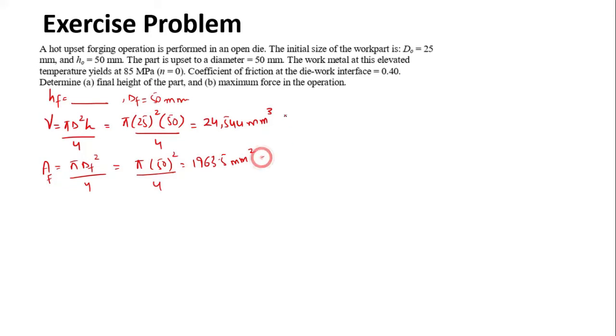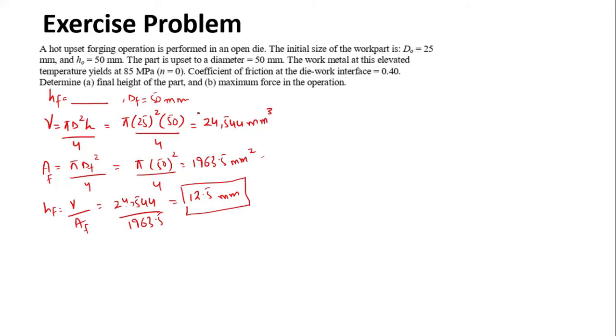Now it says we have to identify the final height of the part. So we have the cross-section area and we have the volume. To find out the height hf, we can simply divide the total volume by the final area. So we have 24,544 millimeter cube divided by 1963.5. So the final height would be equal to 12.5 millimeter. So this is the final height if we hot forge this part from 25 diameter to 50 diameter.